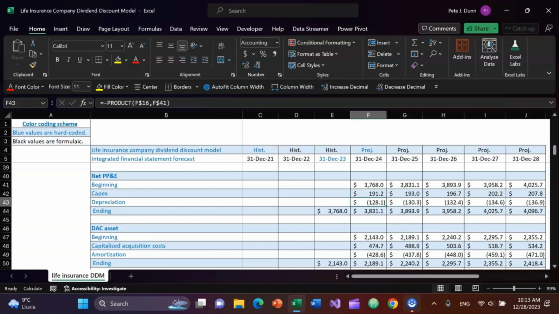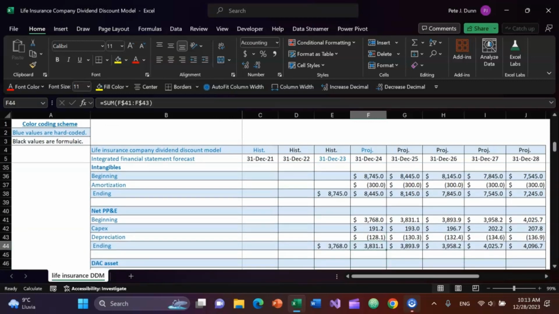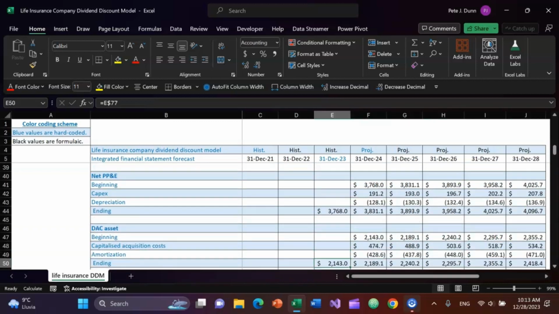Depreciation is based on assumption. It's a percentage of the beginning balance. You can see it references F41. I'll go up, I'll use Control left bracket to get up here, and you can see depreciation as a percentage of property, plant, and equipment from the beginning balance is given. I've hard coded that in as 3.4% throughout the life of the forecast. F5 enter to get back down. And then finally you sum rows 41 through 43 up. That's how you build out the net property, plant, and equipment.